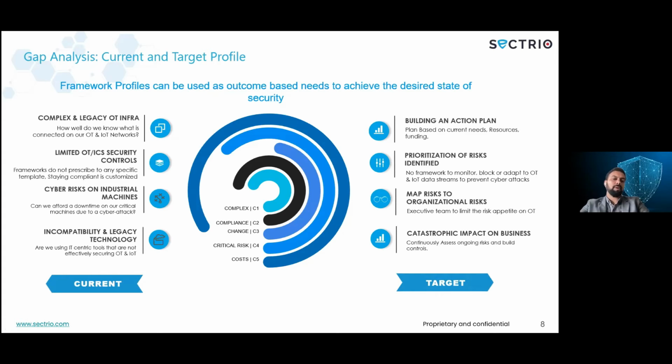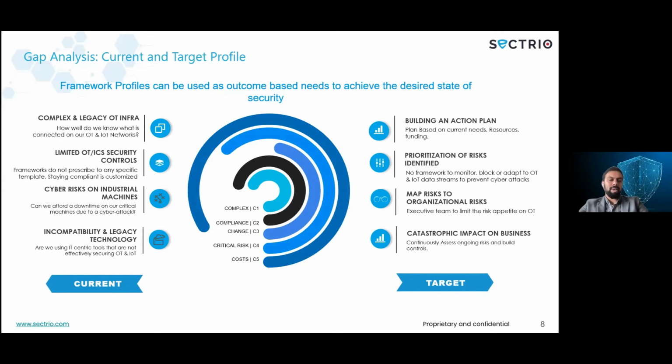So there are several different compliance metrics and standards that are coming there. And how well do we identify what is required for us to map it with those compliances that we are working with, based on the industry that we are part of? Right, and also the risks on the industrial machines itself. So can we afford a downtime on our critical infrastructure?